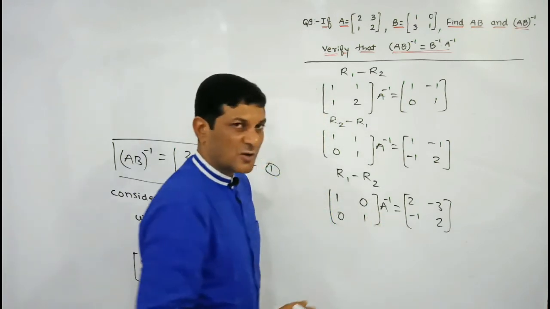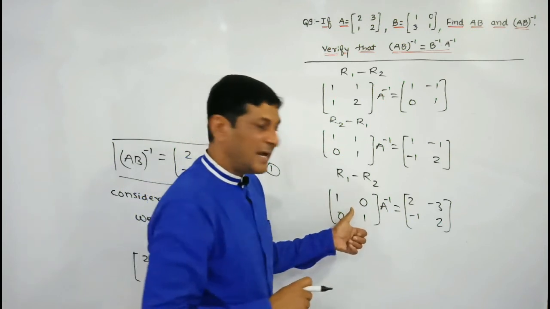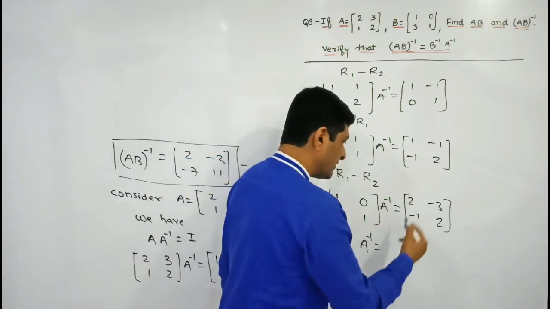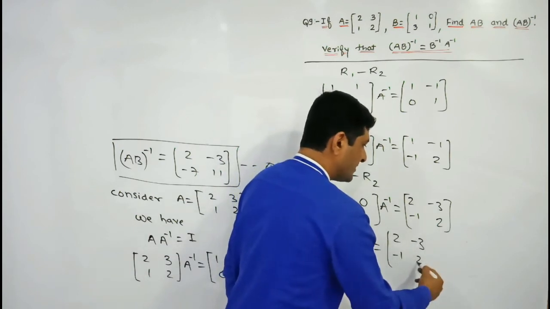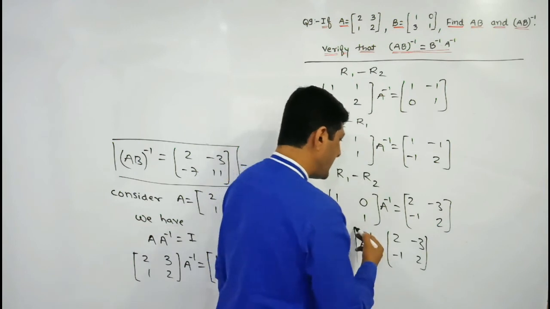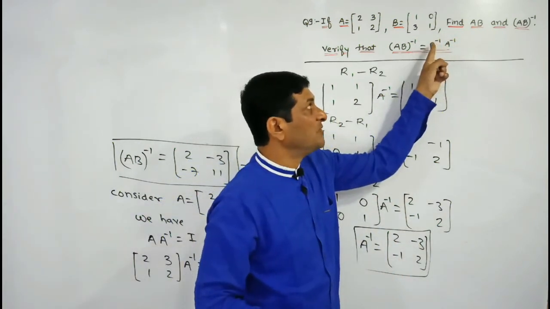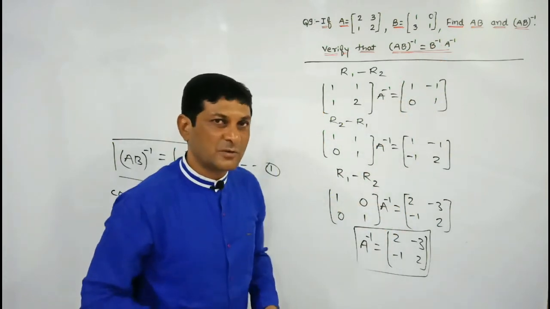So here we can observe that this matrix got converted into the identity matrix, and identity into A inverse will be equal to A inverse. On this side the new matrix is nothing but our required value of A inverse. Once the value of A inverse is known to us, then to find this product we will require the value of what? B inverse. Now let us try to find the inverse of this matrix B.